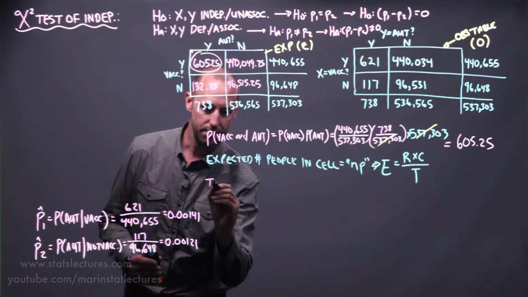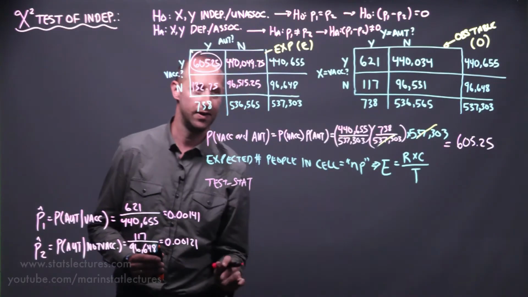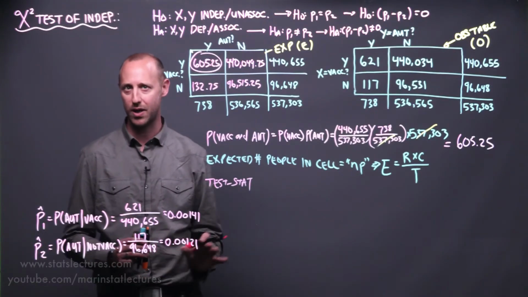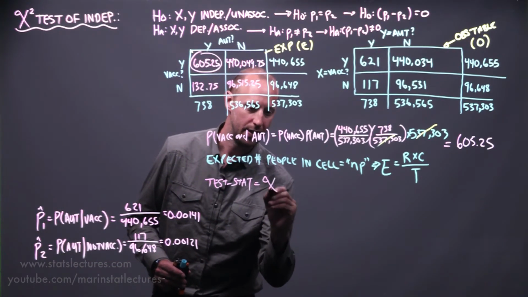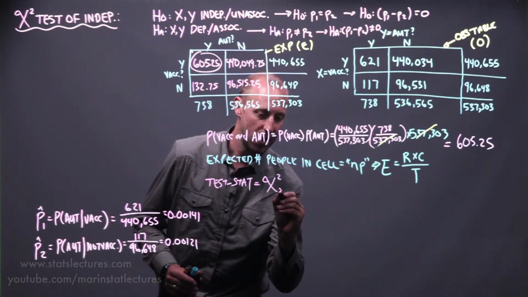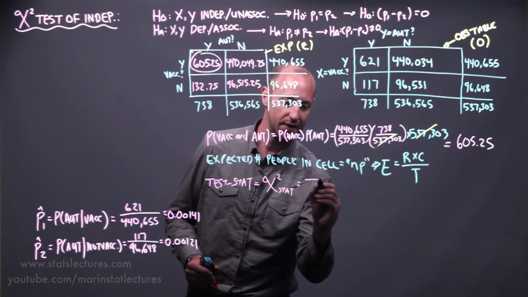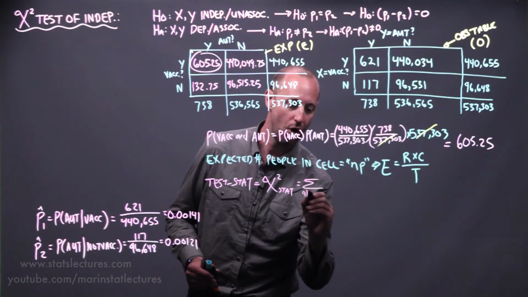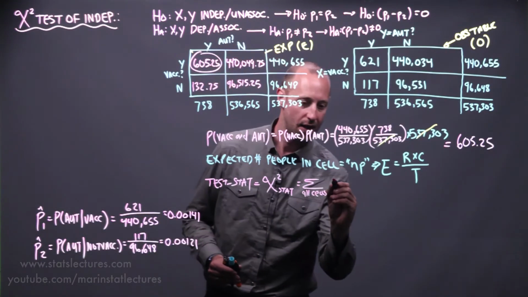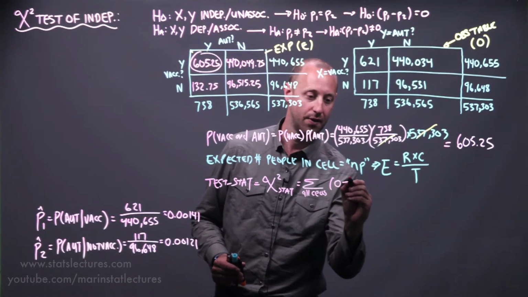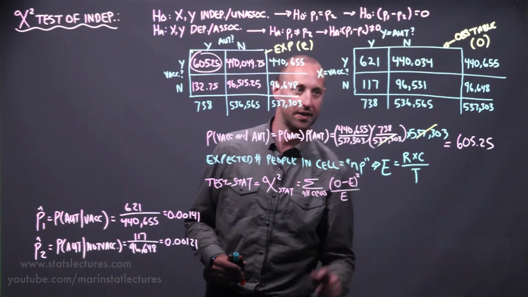In order to do that, we calculate what we call a test statistic. These test statistics generally in some way compare observed to expected. And here we're going to call it a chi-squared statistic. To get this, we're going to sum over all the cells in the table: how far is the observed from what would be expected, squared, divided by the expected?